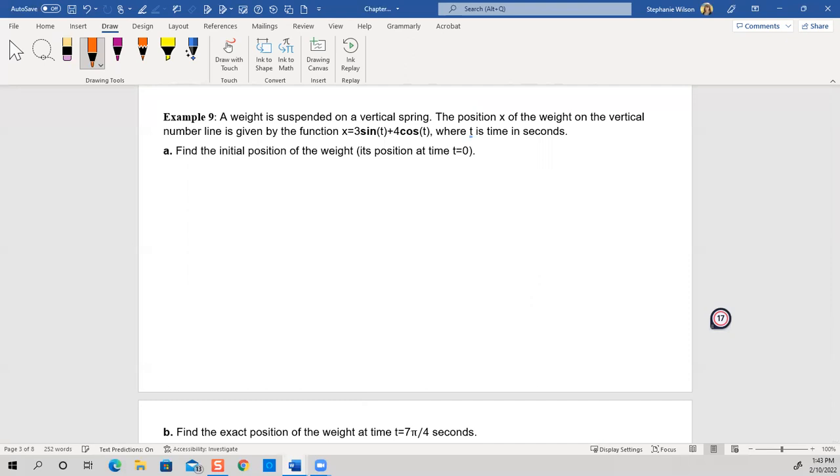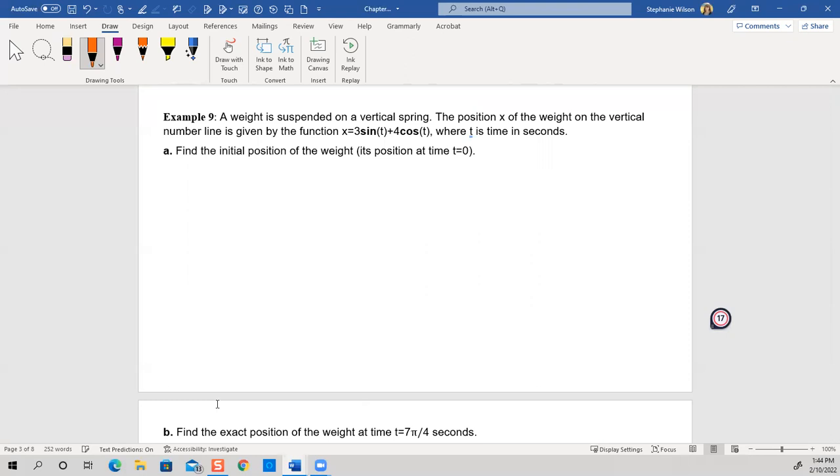A weight is suspended on a vertical spring. The position x of the weight on the vertical number line is given by the function x equals 3 sine t plus 4 cosine t, where t is in seconds, and we're given that function.